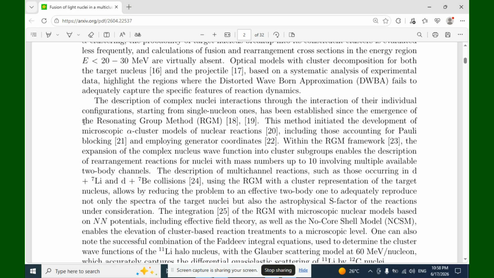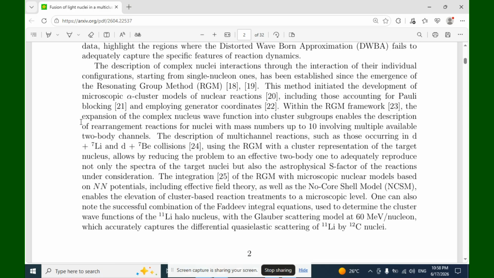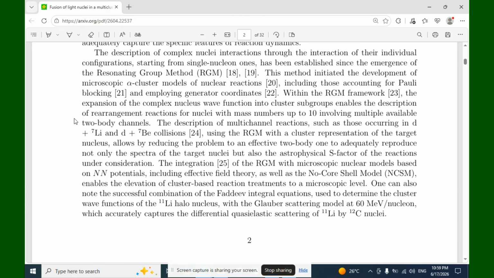The integration of the RGM with microscopic nuclear models based on NN potentials, including effective field theory, as well as the no-core shell models or NCSM, enables the elevation of cluster-based reaction treatment to a microscopic level. One can also note the successful combination of the Faddeev integral coefficients used to determine the cluster wave functions of the lithium-11 halo nucleus with a Glauber scattering model at 60 megaelectron-volts per nucleon, which accurately captures the differential quasi-elastic scattering of lithium-11 by carbon-12 nuclei.